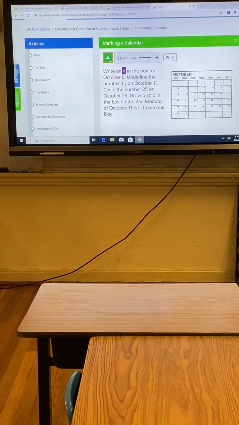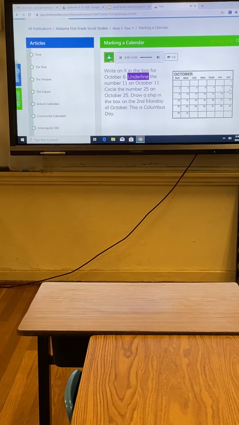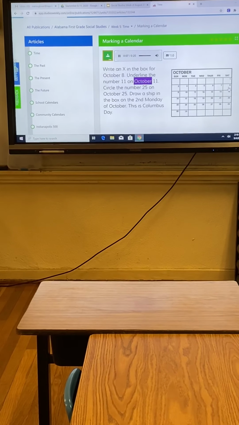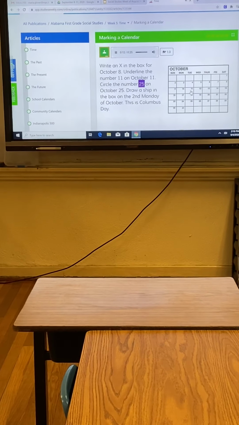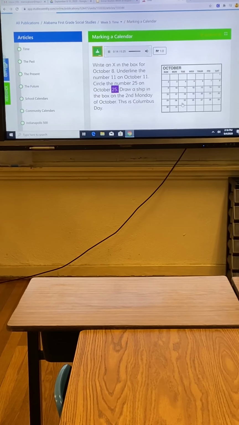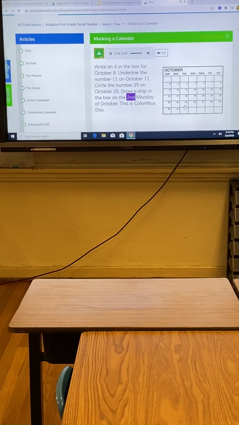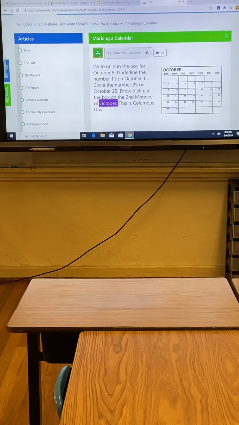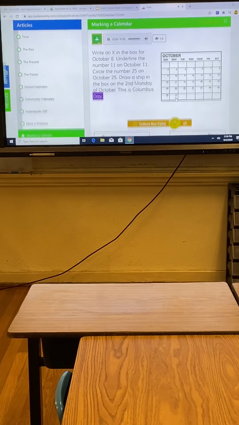Write an X in the box for October 8th. Underline the number 11 on October 11th. Circle the number 25 on October 25th. Draw a ship in the box on the second Monday of October. This is Columbus Day.